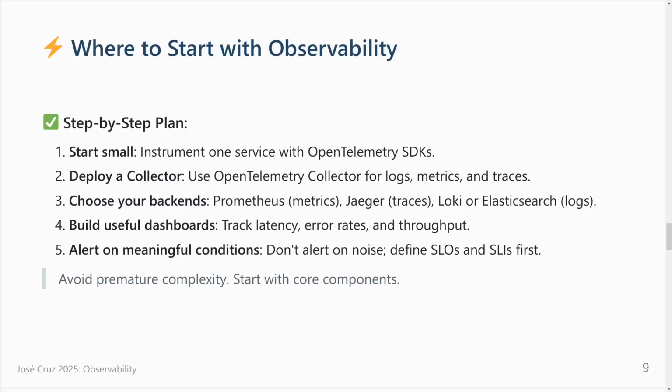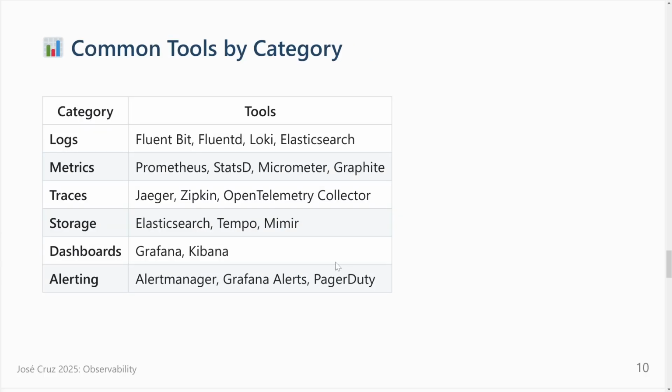Avoid premature complexity. Start with core components. Always start with what is the most important in a system, and start small. It's better to start with small things and improve, or maybe throw away, than to create bigger things and then say, okay, I did all this work, I don't want to refactor everything, and the system will not be a good system because of that. Start small, use the agile way in everything.